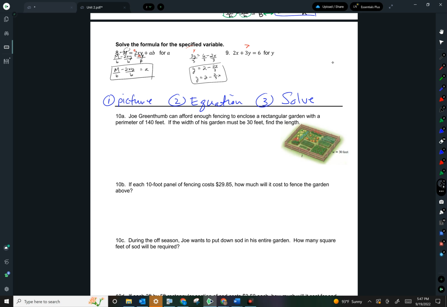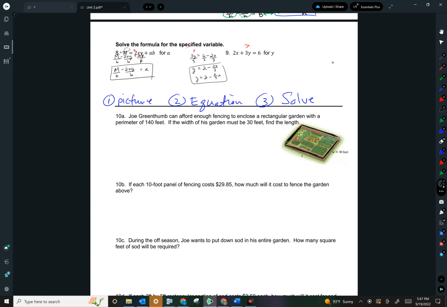Okay, so let's look at number 10a. Joe Greenthumb can afford enough fencing to enclose a rectangular garden with a perimeter of 140. Okay, so you can kind of see the picture. So they've drawn the picture for me. So here's my rectangle, right? Here's the garden. I've got my four sides. And I want the perimeter to be 140. Well, think about it. What does perimeter mean? It means all around the outside equals 140.